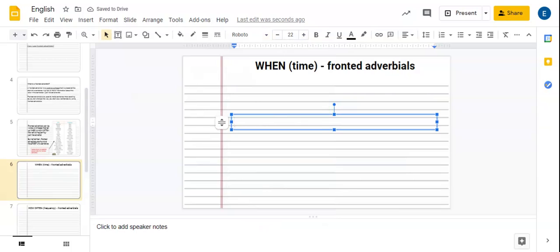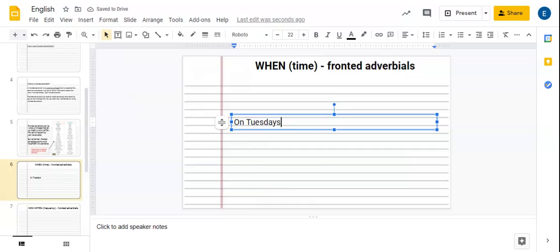Okay, so we're going to start with our when fronted adverbial. So remember, the information at the start of the sentence is going to tell us when the verb is happening. Okay, so I think I'm going to have on Tuesdays. So I'm going to start with my capital because it's the start of my sentence. And I'm going to put a capital for Tuesdays as well because that is the name of the day of the week. That's the proper noun. Now, that's my fronted adverbial there, on Tuesdays.